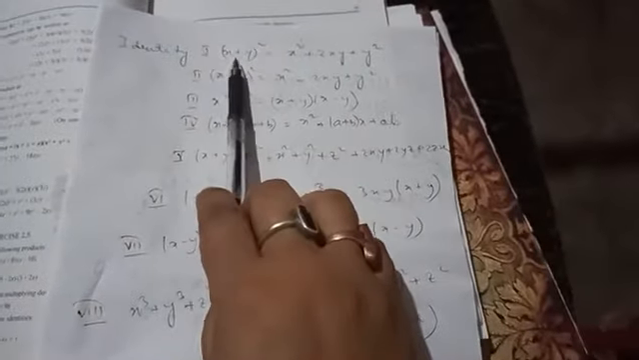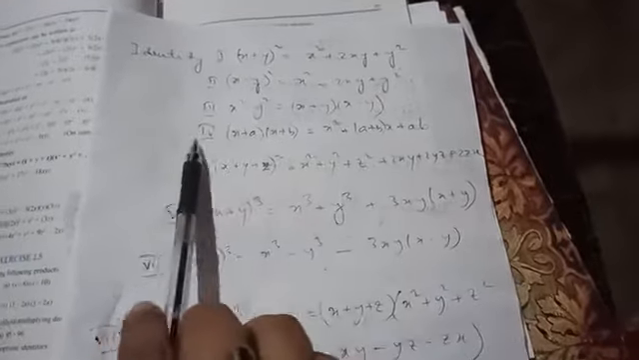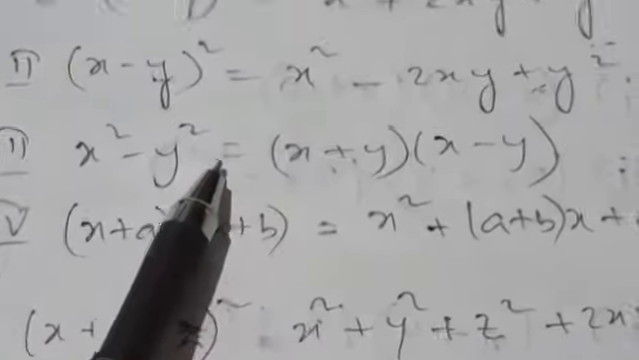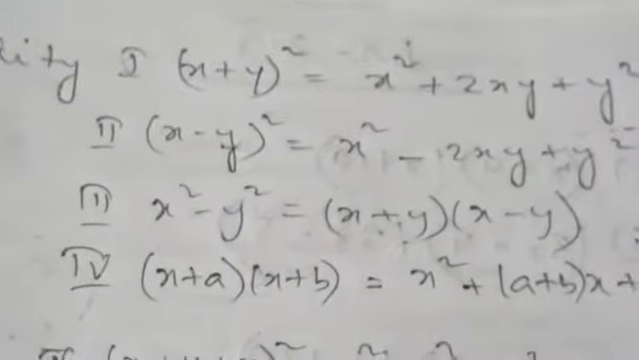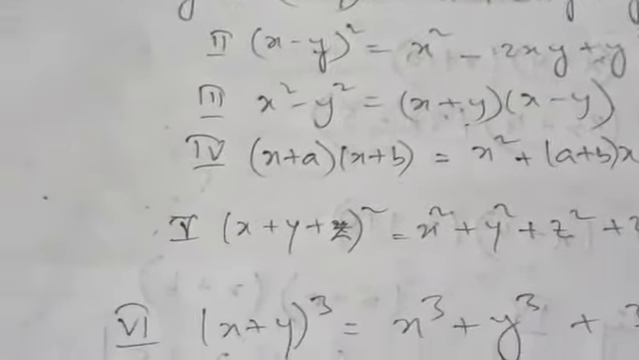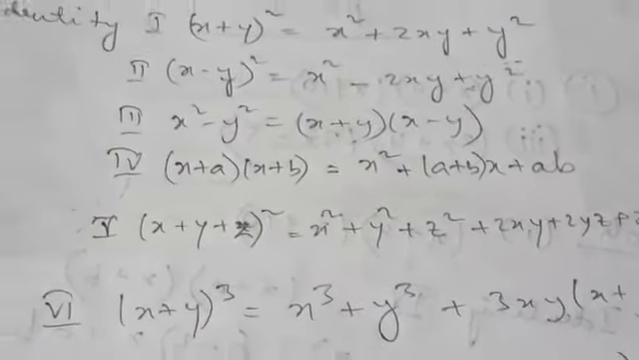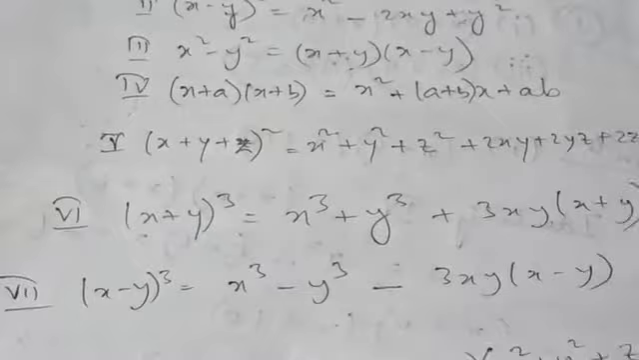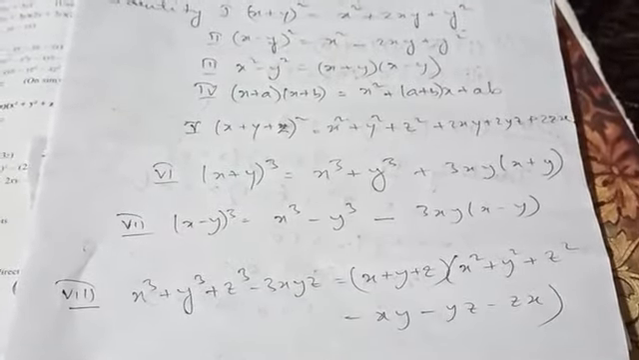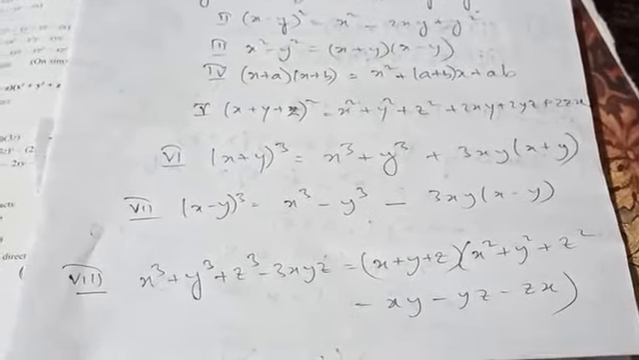So the first identity is (x plus y) whole square is x square plus 2xy plus y square. Number 2 is (x minus y) whole square equal to x square minus 2xy plus y square. Next is x square minus y square is (x plus y) into (x minus y). Number 4 is (x plus a) into (x plus b) is x square plus (a plus b)x plus ab. Number 5 is (x plus y plus z) whole square equal to x square plus y square plus z square plus 2xy plus 2yz plus 2zx.